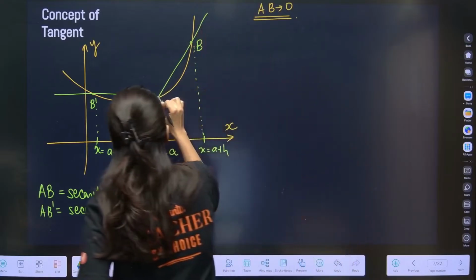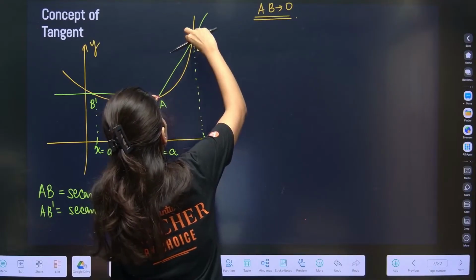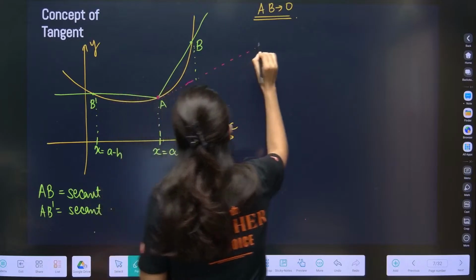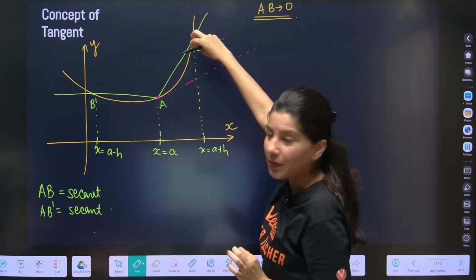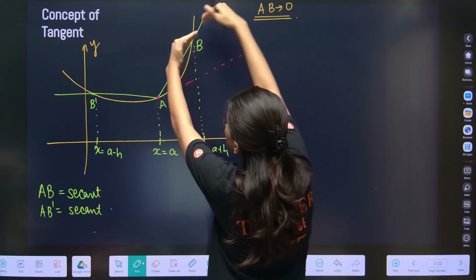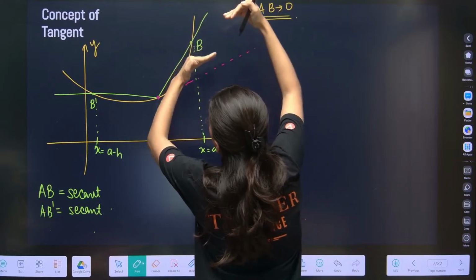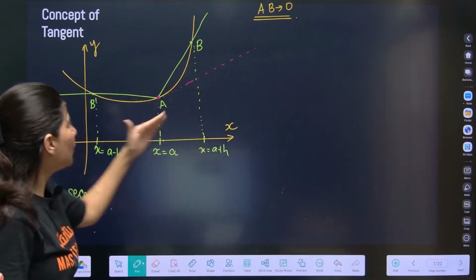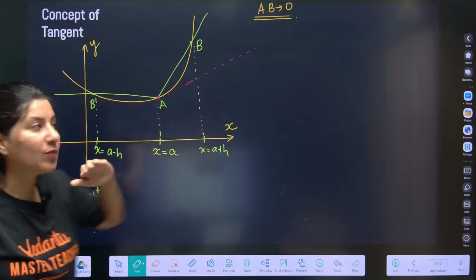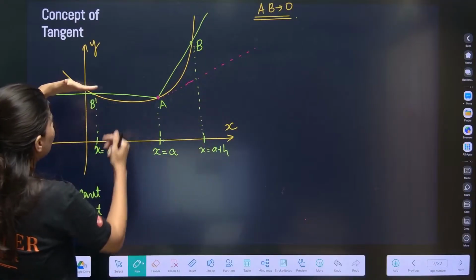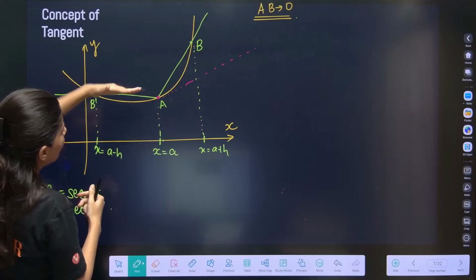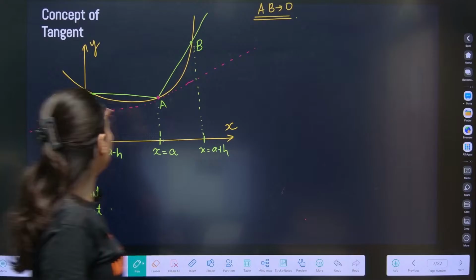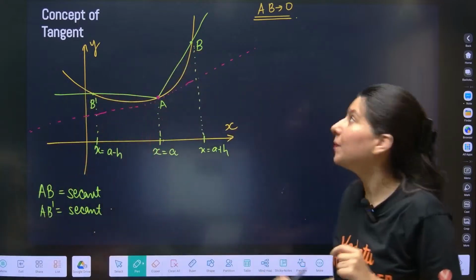So this point A, now B will coincide with A, so this tangent line will be looking like this. Right or no? If I move this B slightly, so that the secant becomes a tangent, the secant will not cut the curve at 2 points. Now it will touch the curve at 1 point. And the same with B dash also, if I just remove it, this line will be like this.